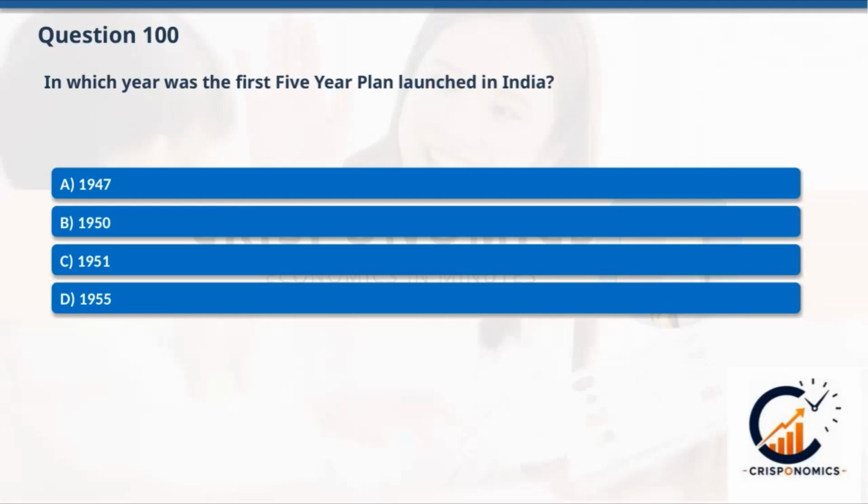Let's take a moment to think about a key milestone in India's economic history. The question here asks, In which year was the very first 5-year plan launched in India? We're looking at 4 possible years: 1947, 1950, 1951, and 1955. This plan marked a major step in shaping the country's development strategy after independence. Keep these dates in mind as we explore the answer.